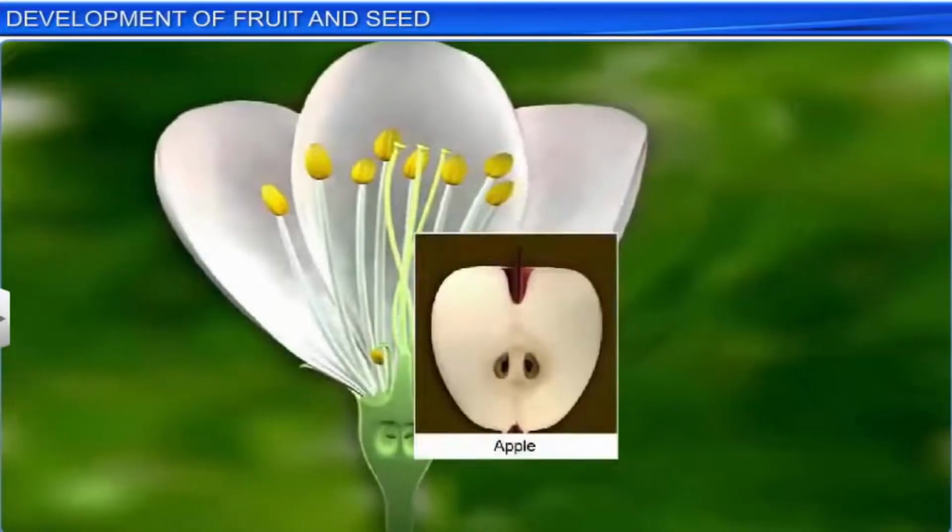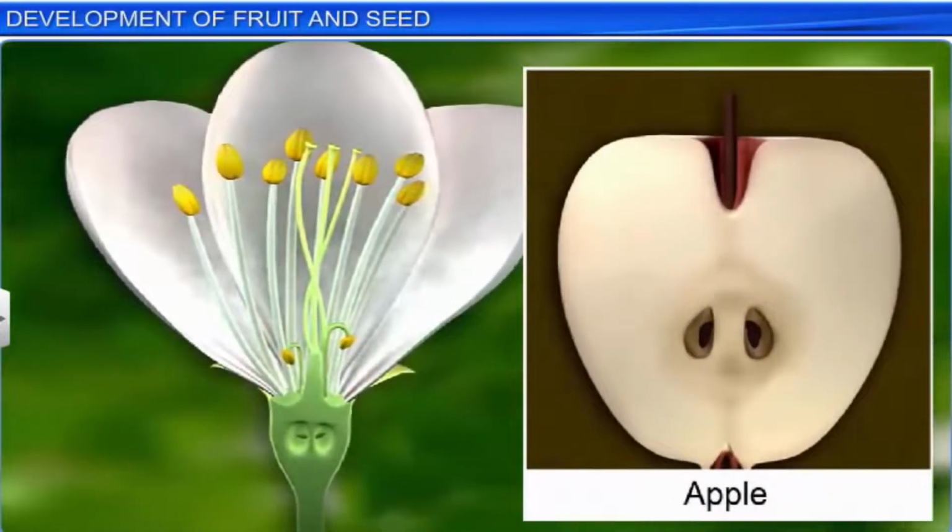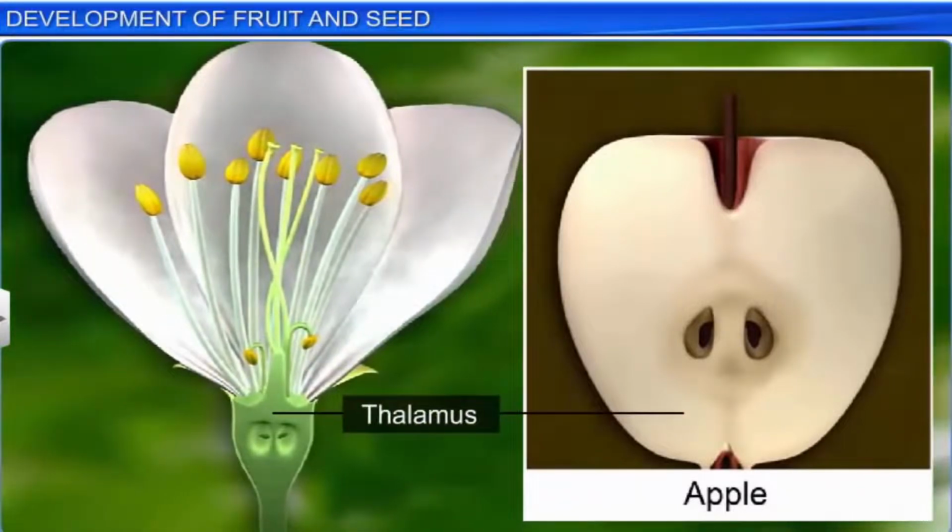However, in some cases like apple, floral parts such as the thalamus become a part of the fruit. Such fruit in which other parts of the flower besides the ovary are involved in the formation of the fruit are called false fruit.